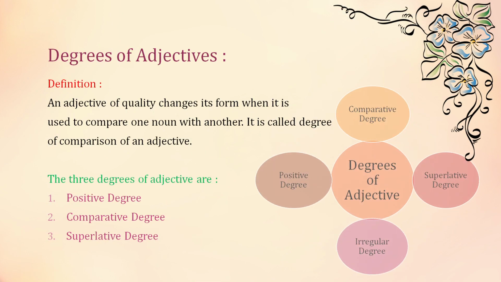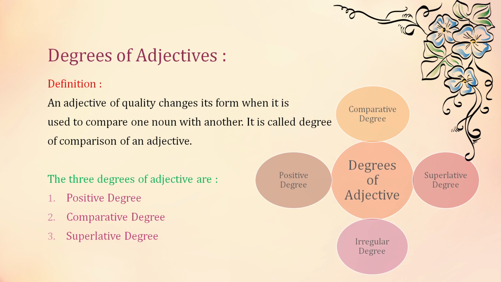Moving on to degrees of adjectives. An adjective of quality changes its form when it is used to compare one noun with another. It is called degree of comparison. When we are making a comparison between two nouns or more than two nouns, it is called degree of comparison.